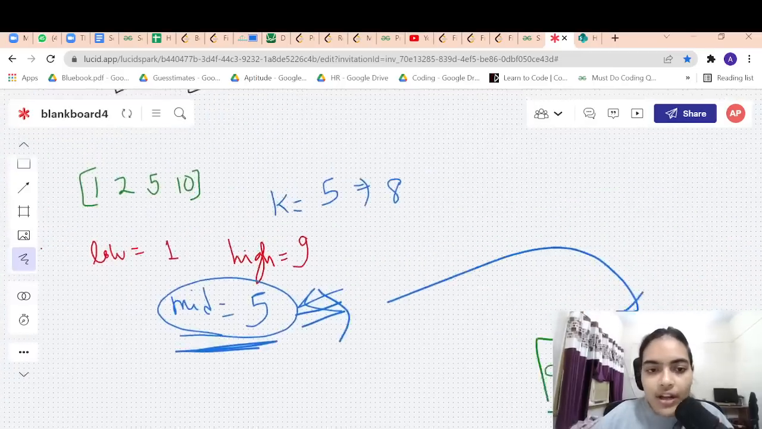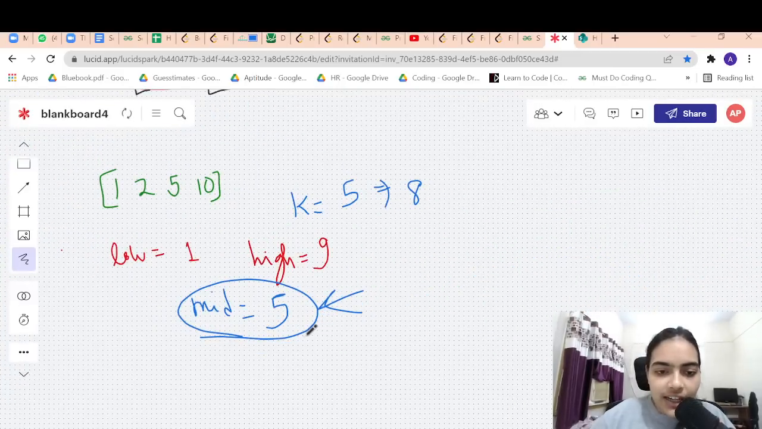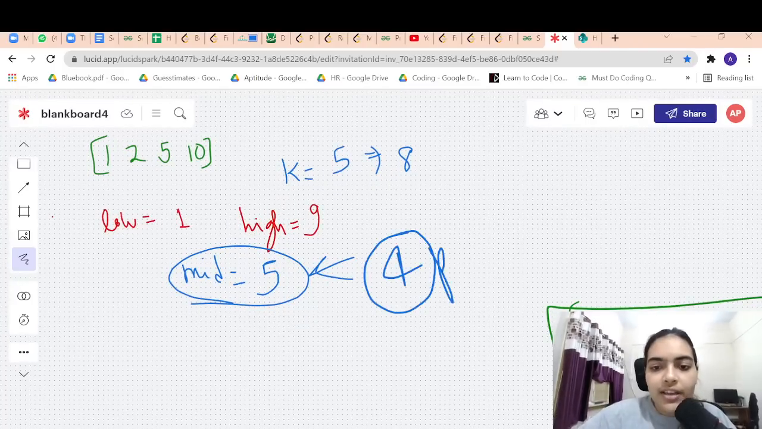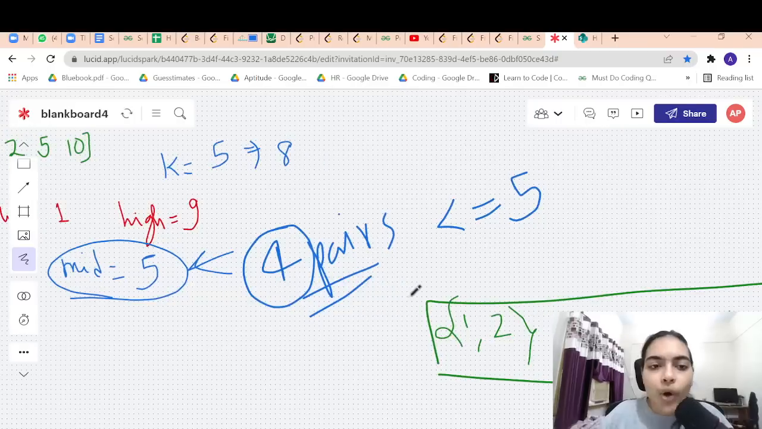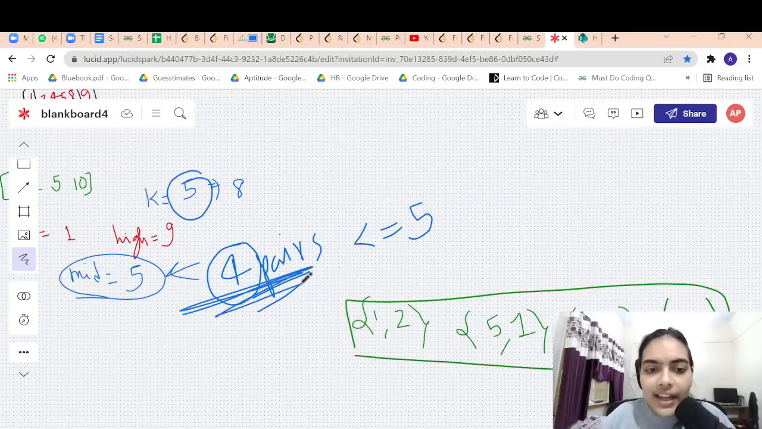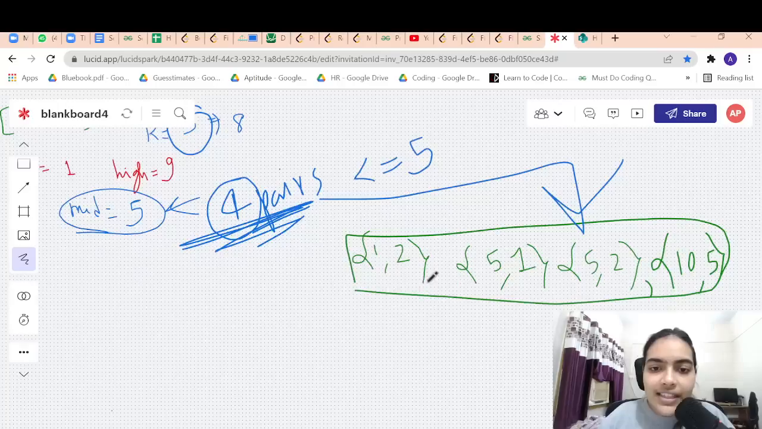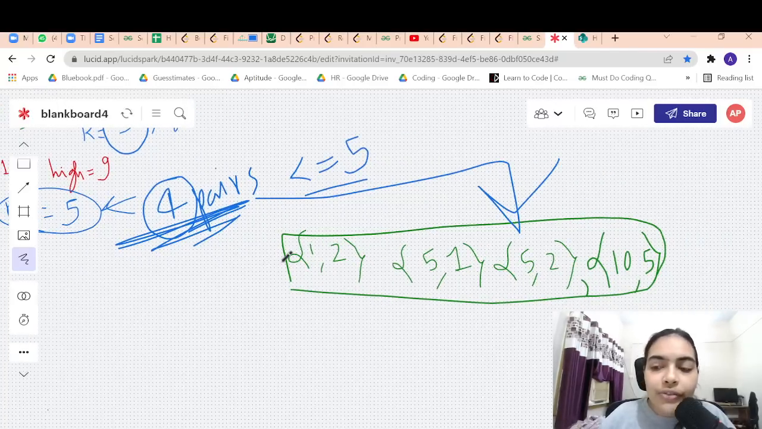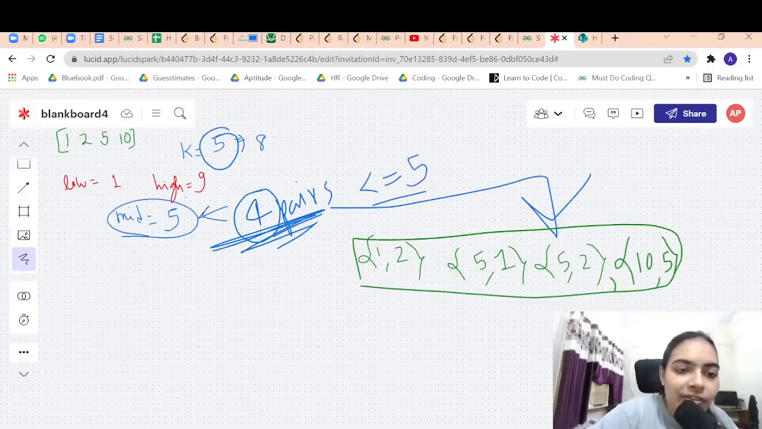We got 4 pairs. 4 pairs are satisfying the condition, which are having absolute value less than equal to 5. But what do we want? We want the fifth smallest pair. But there are only 4 pairs which are less than equal to 5. We want the fifth smallest pair. So 5 is definitely not our answer.